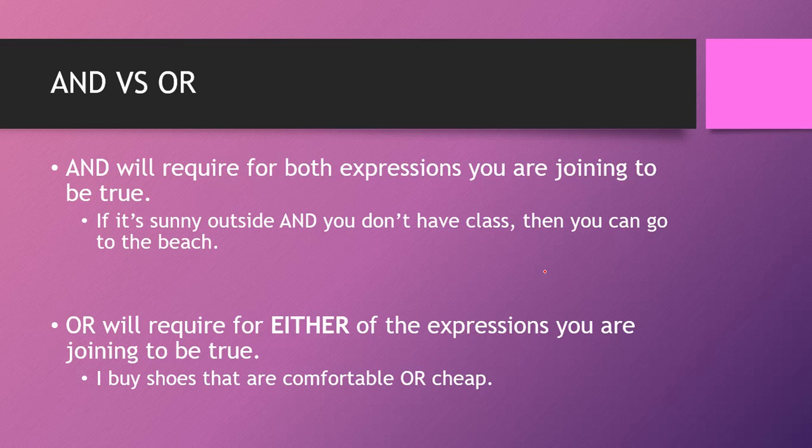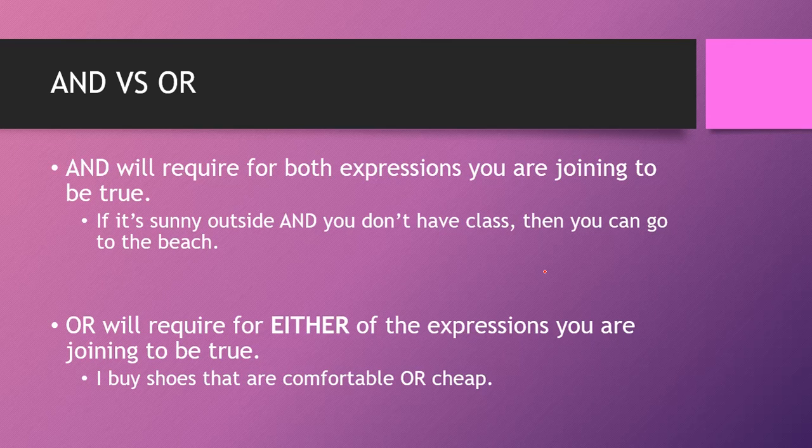And versus or. So what's the difference? Because a lot of times in English we don't exactly use them correctly as in computer science. So and is going to require for both expressions that you are joining to be true. And here's an English version of that. So if it's sunny outside and you don't have class, then you can go to the beach. So both things have to be true for me to be able to go to the beach. It has to be sunny, and I cannot have class. If I have either of those as a false statement, I cannot go to the beach.